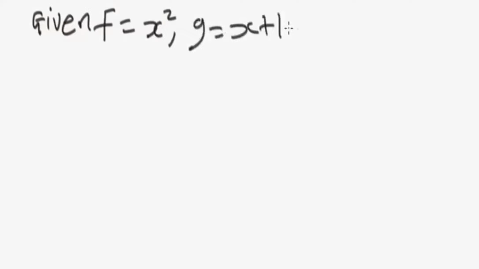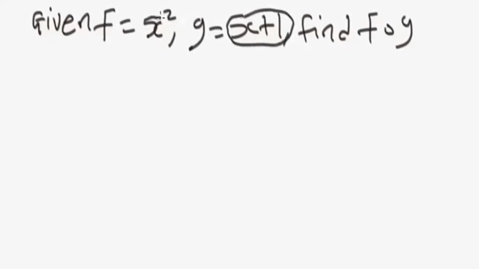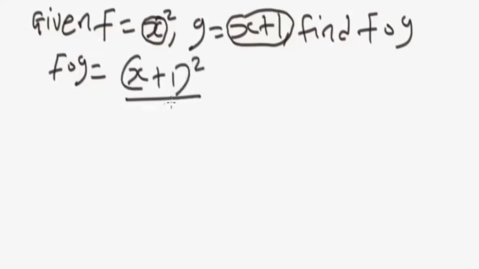Alright, so we have given f equals x squared and g equals x plus 1. We're asked to find f of g. Now note that the idea behind composite function is substitution of x. So to find f of g in this question means take the value of g, which is x plus 1, and plug it in this x under f. So indeed, f of g will be (x plus 1) squared. And that will be the answer.